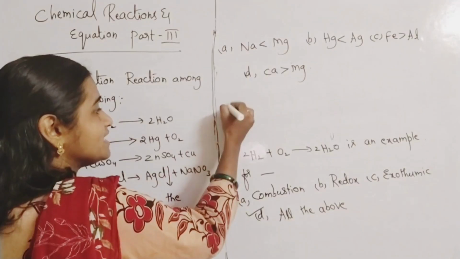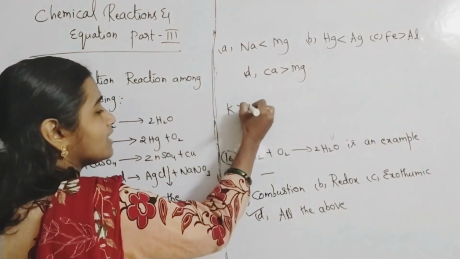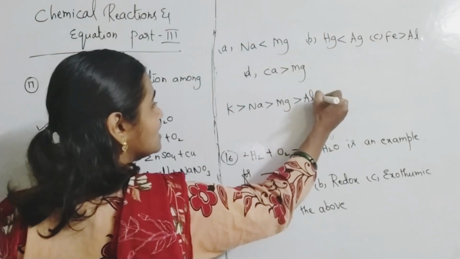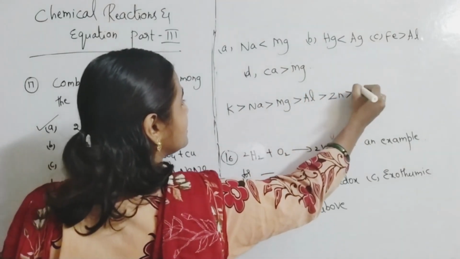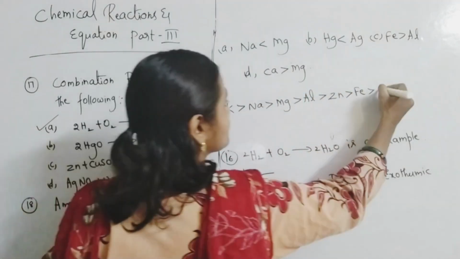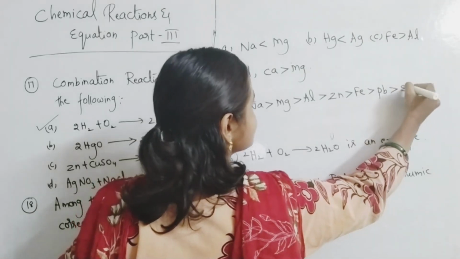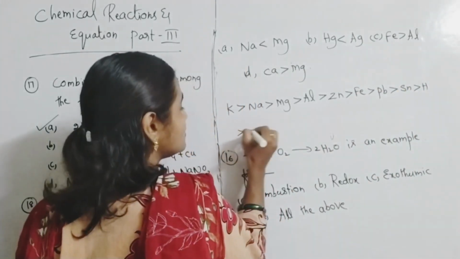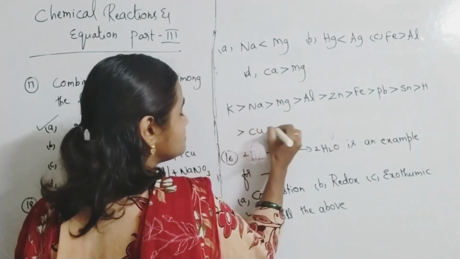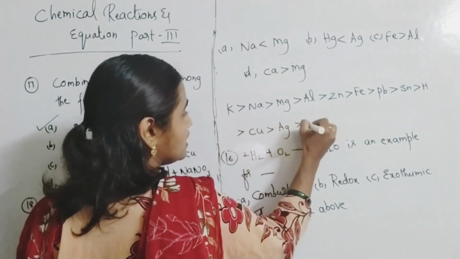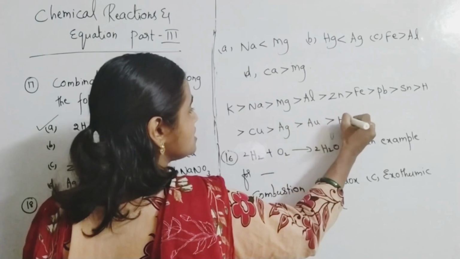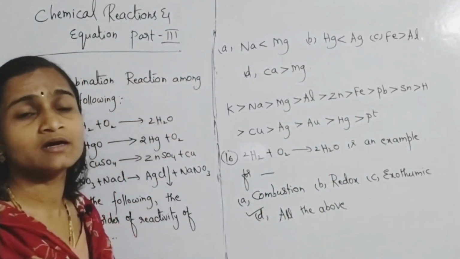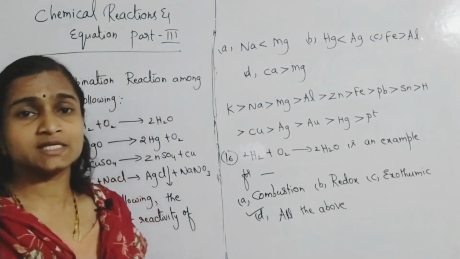Once recall the reactivity series: K, Na, Mg, Al, Zn, Fe, Pb, Sn, then H will come. Then you have copper, Hg, Ag, Au, Pt. This is the reactivity series which you have to learn by heart. It is like keeping certain mnemonics. You can remember this reactivity series.